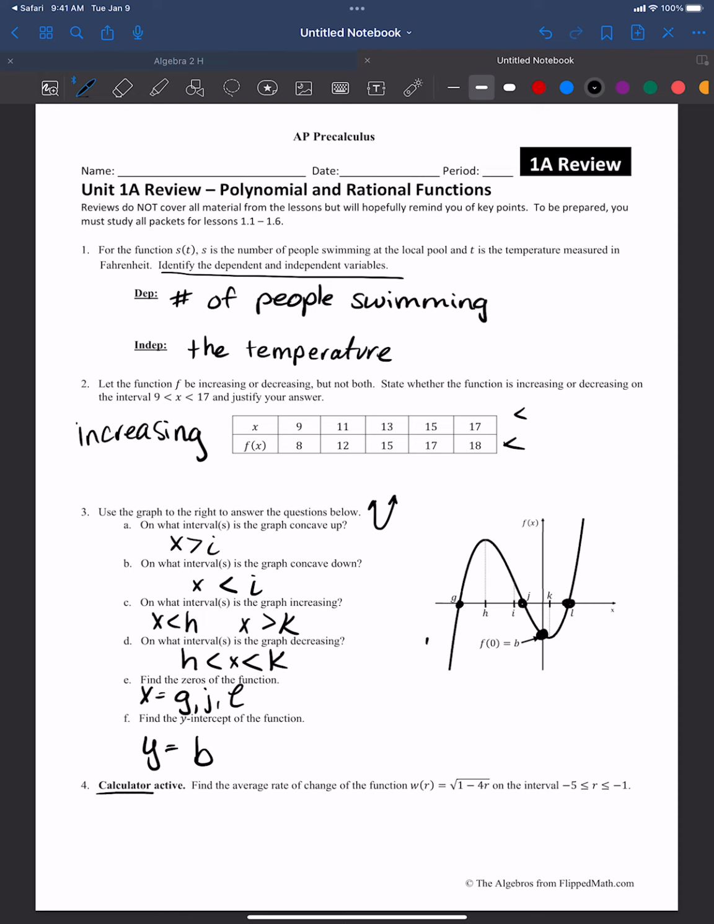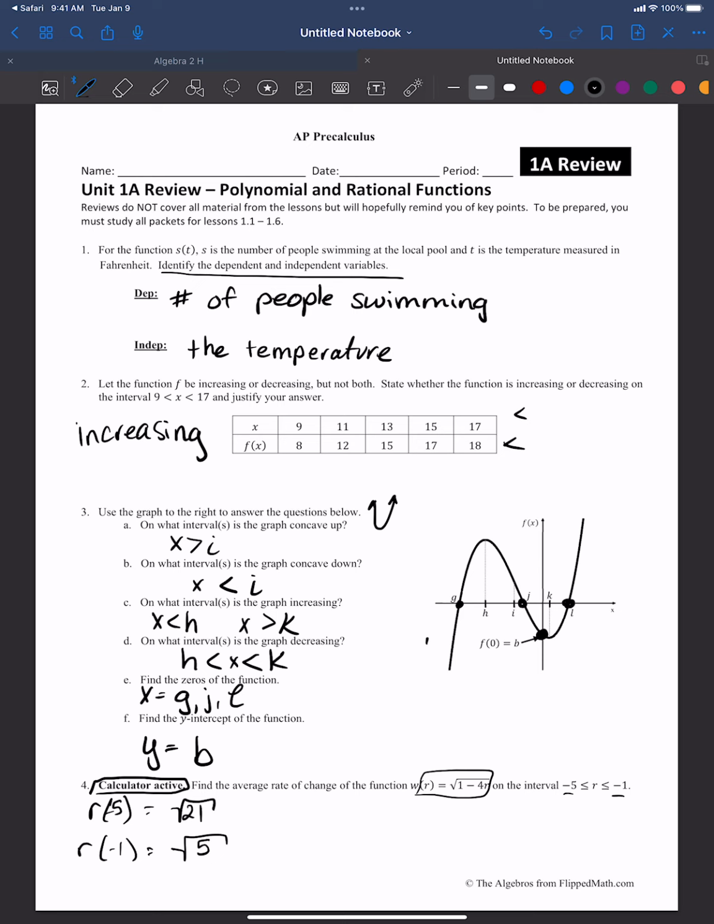Now this next question is calculator active, so you are able to use your calculator. And what you are going to do is you're going to find the rate of change of the function on the interval -5 to -1. So what you first want to do is actually calculate what r of -5 and r of -1 are. So when you plug in those values to wherever you see r, you get that r of -5 is square root of 21, and r of -1 is going to be the square root of 5.